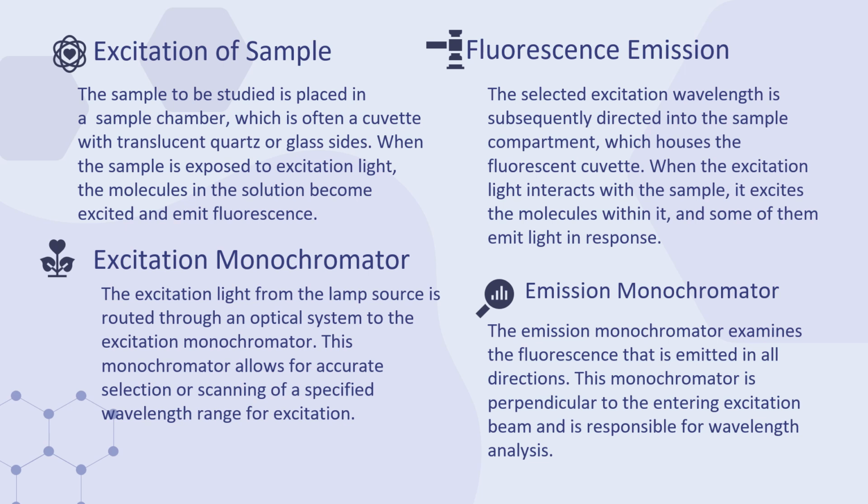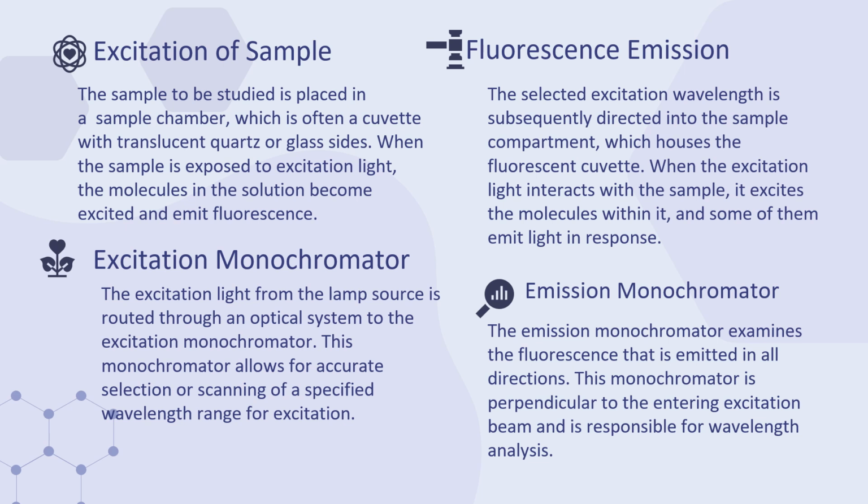Excitation monochromator. The excitation light from the lamp source is routed through an optical system to the excitation monochromator. This monochromator allows for accurate selection and scanning of a specific wavelength range for excitation. Then fluorescence emission. The selected excitation wavelength is subsequently directed into the sample compartment, which houses the fluorescent cuvette. When the excitation light interacts with the sample, it excites the molecules within it, and some of them emit light in response.